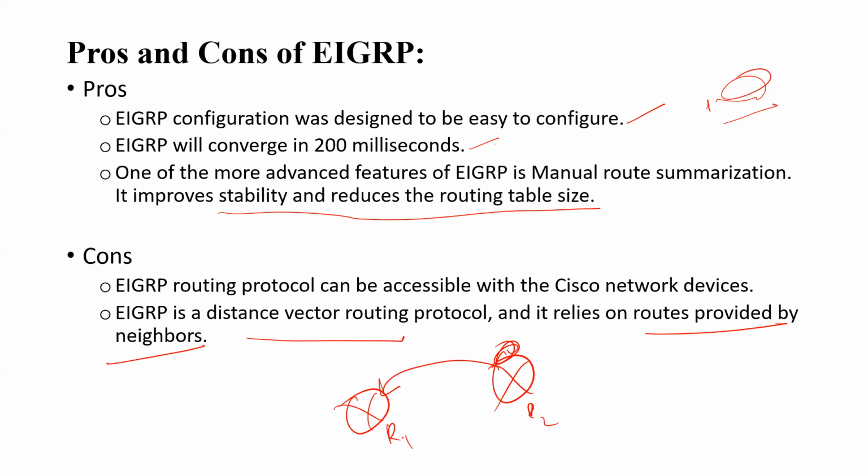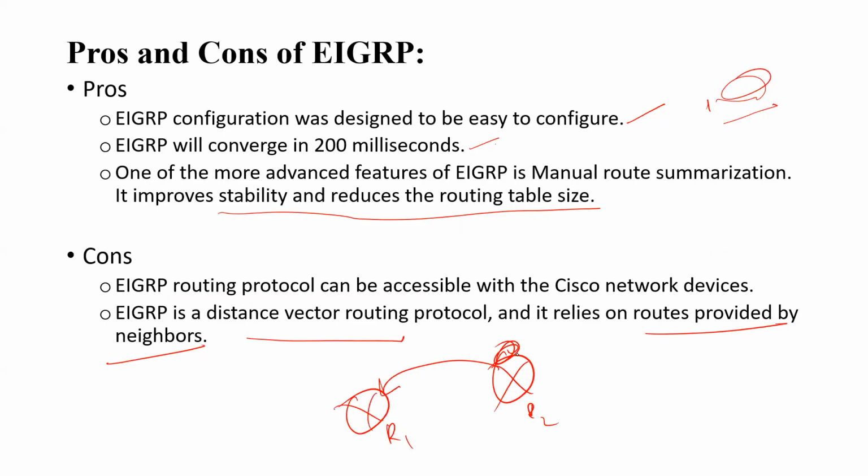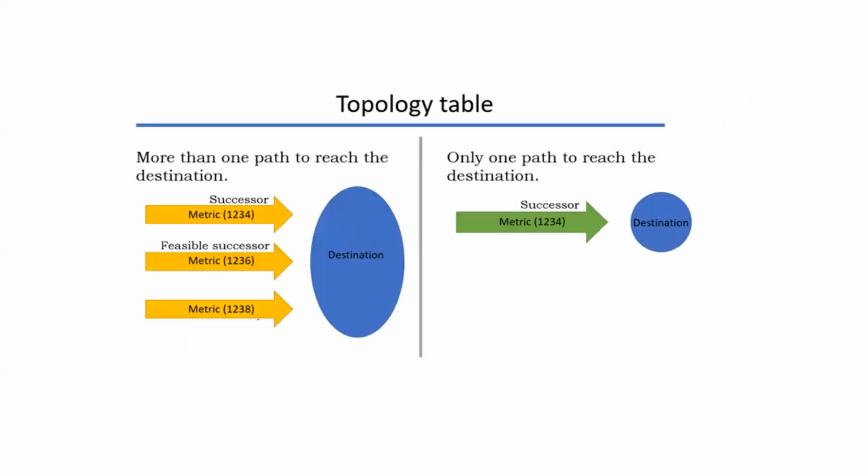Okay, so if you are configuring EIGRP in router 1, then it should be aware of some routes, right? Whatever routes router 2 is sharing, it is dependent on other routers. That is one of the disadvantages of EIGRP. Suppose we were discussing the successor and feasible successor, all these things.